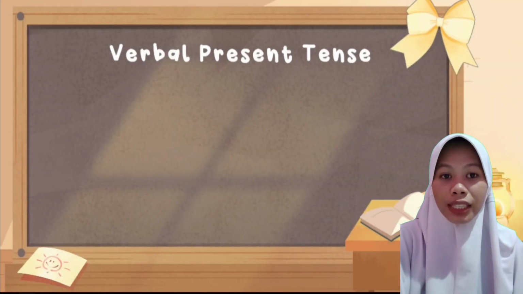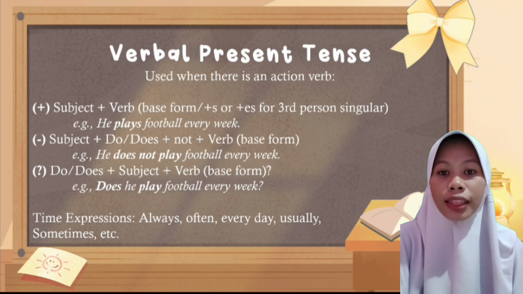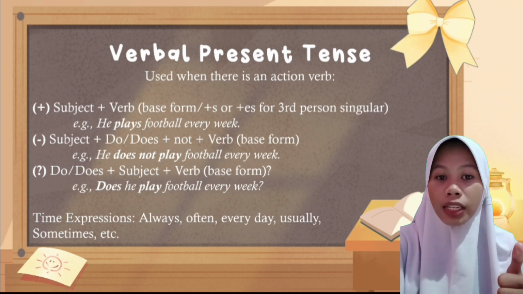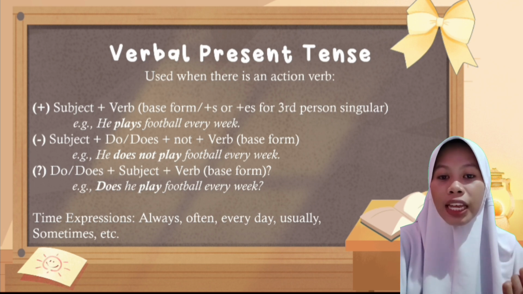The verbal present tense is used when there is an action verb in the sentence. Here's the formula. Positive: subject plus verb base plus s or es for he, she, it. And for example, he plays football every week.